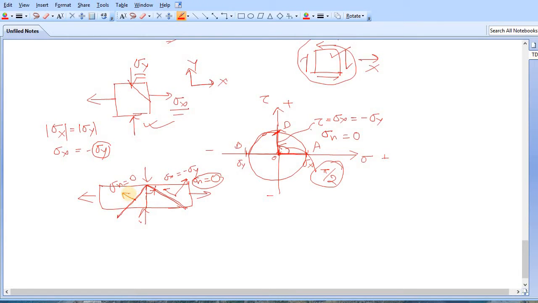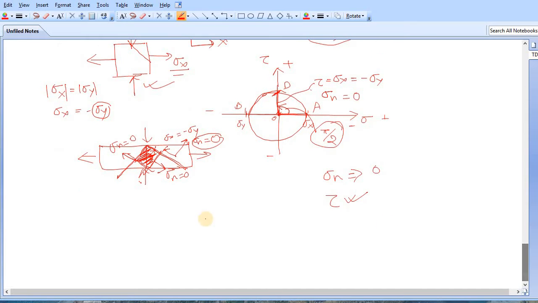Like that you can find that in this material, or in this body, in all of these 4 planes, there is no normal stress. Normal stress is 0. And when this happens, when in any plane your normal stress is 0 and only shear stress exists, we call the state the pure shear stress condition. Pure shear stress. Okay, so now we have got the concept of pure shear stress.